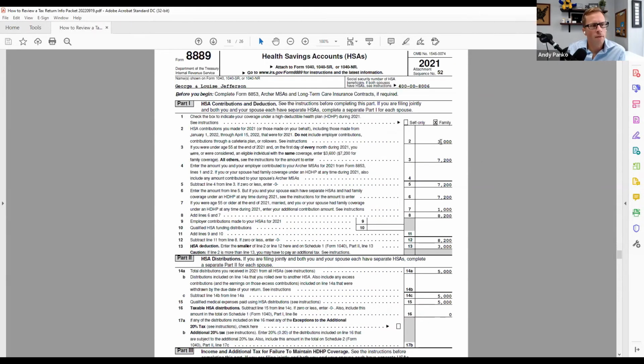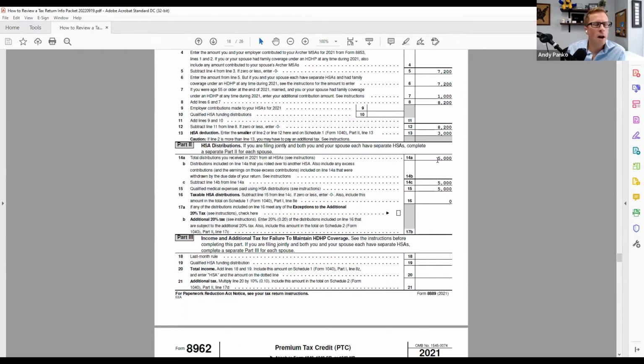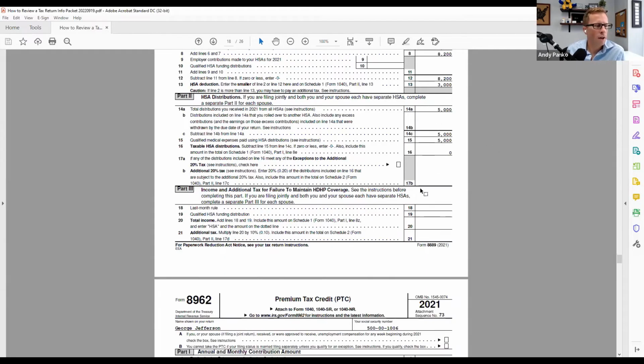HSA form, as I mentioned, if you see they under-contributed, find out why. They could have contributed much more. If you see distributions from their account, even if they were qualified and not taxable, you may bring up, hey, HSA is one of the most tax-advantaged accounts there are. It might be worth not using it right now to pay yourself back. Let it sit, let it bake, let it invest and grow. Use it down the road, later in life.